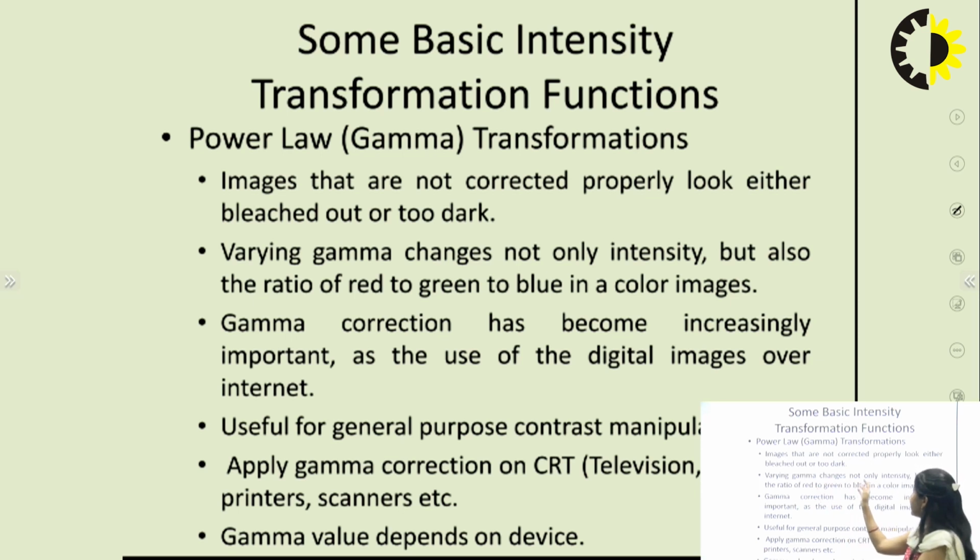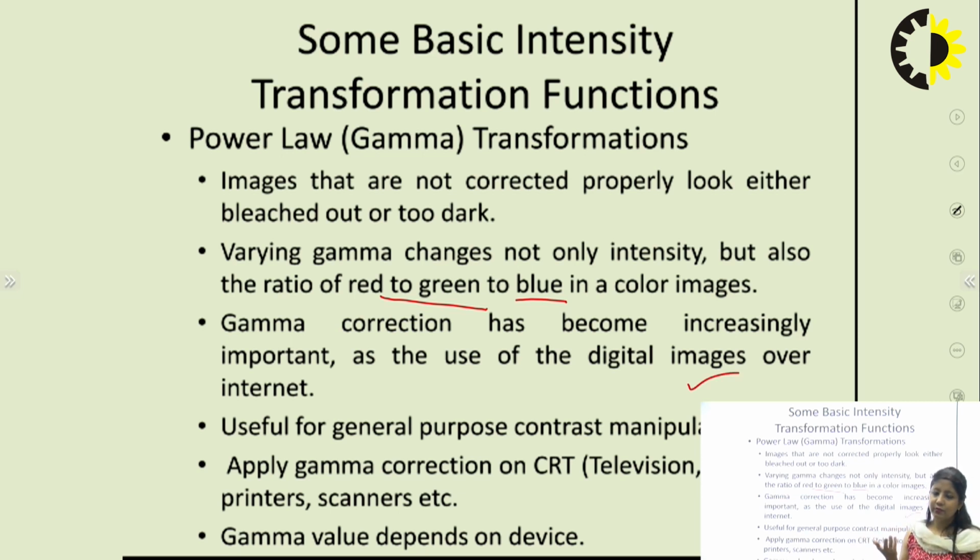Varying gamma changes not only intensity but also the ratio of red to green to blue in a color image. So if my image is colored and we apply the power law transformation on a colored image, it is going to transform the red to green to blue ratio. Means the red color intensity, we know the intensity of red is very high, so it is converted in red color to green or blue.